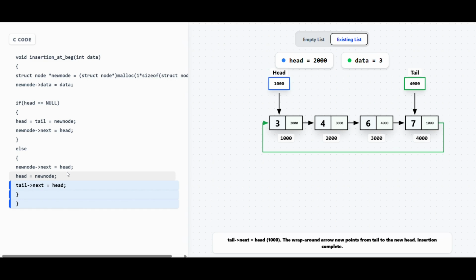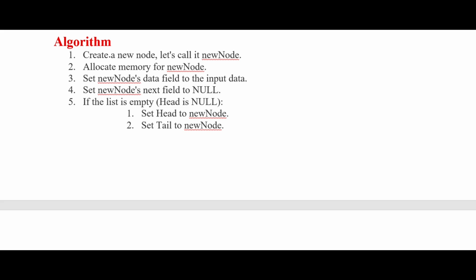Now let us see the algorithm part for that. Now we are talking about the algorithm. First, create a new node and call it new node, as per the coding I have written, and allocate memory for that. For the new node of data we have to fill in the data, and the new node of next will be null. This is the case for an empty list: the condition is head is null, set head to new node and set tail to new node.